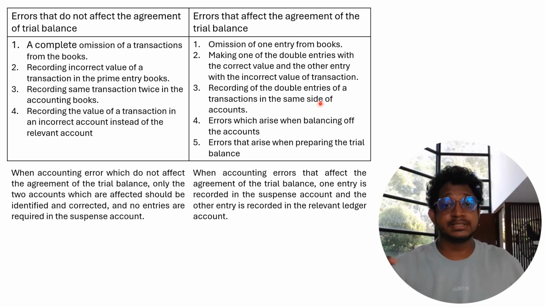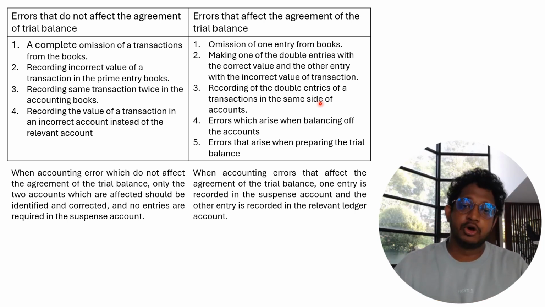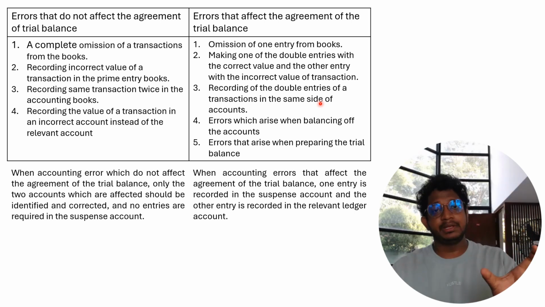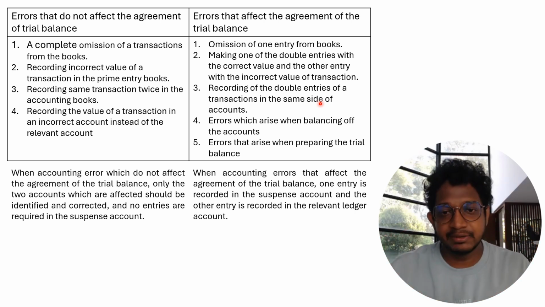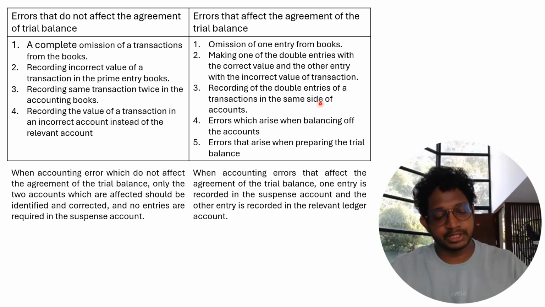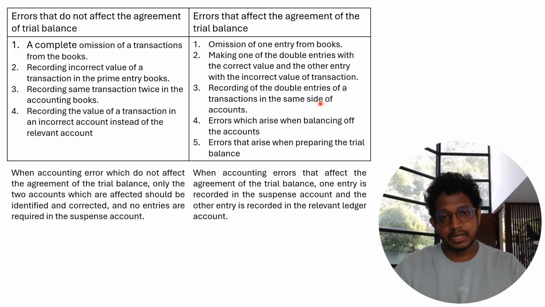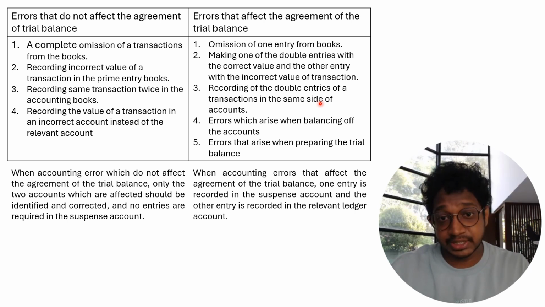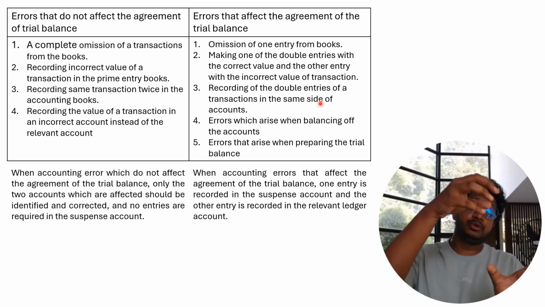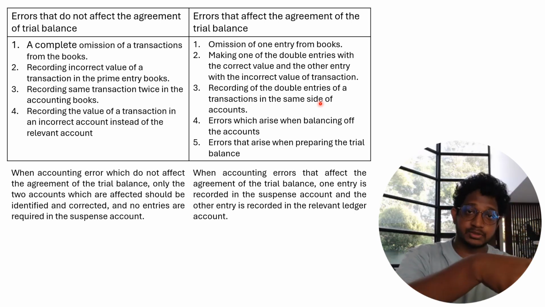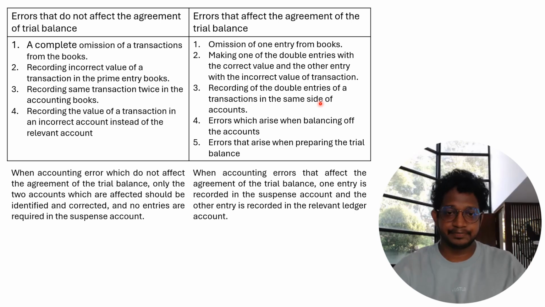And here are the errors that affect the agreement of the trial balance. Omission of one entry: only debit, no credit, so the trial balance is not equal. Making one of the double entries with an incorrect value: correct value debit, wrong value credit, trial balance is not equal. Recording both entries of a transaction on the same side: you should debit and credit, but instead you debited both accounts, or you credited both accounts. Trial balance is not equal.